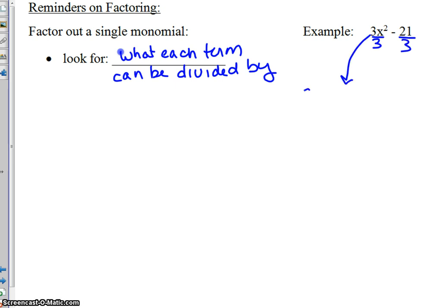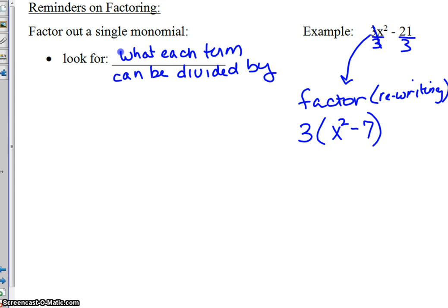So what you do in order to factor is merely rewrite it. Factoring is just rewriting the equation in a different way. That's what factoring is about. So I would write what I could divide out in front, and then do that division here. So we'd have x squared minus 7. So this has been factored out. That 3 is what's factored out. And basically you have a statement here that if I did the distributive property, I'd get back to where I started from. And that's what we want.